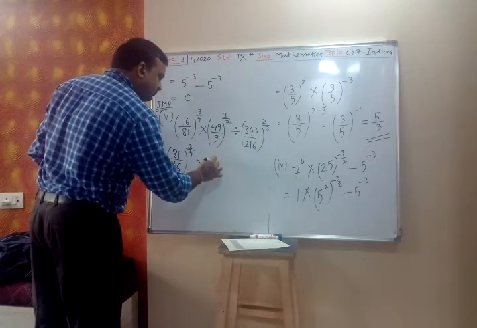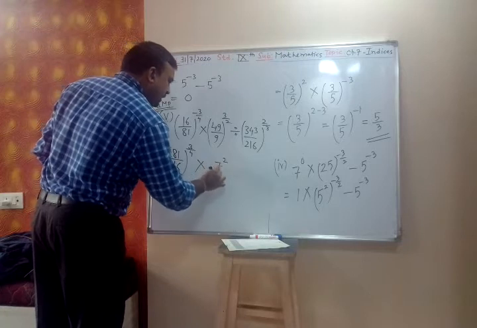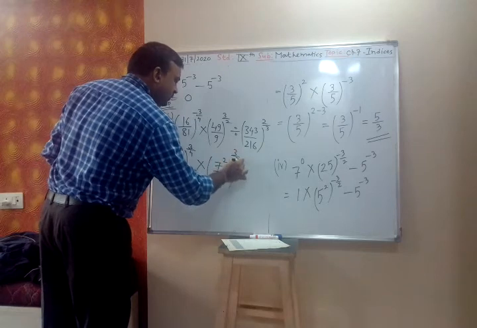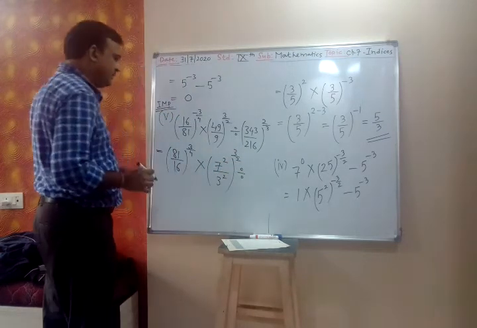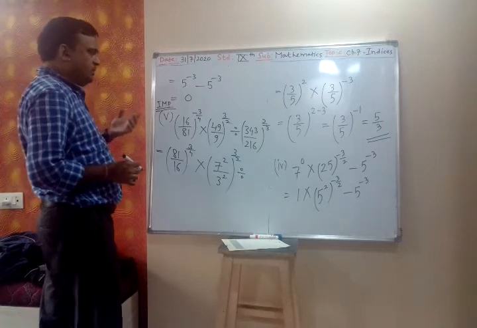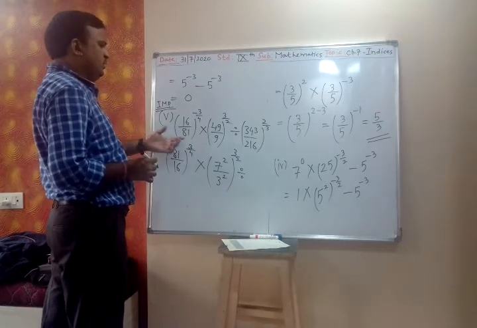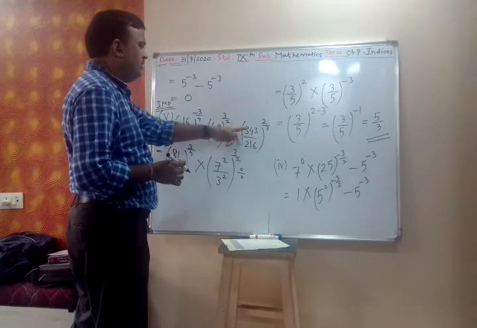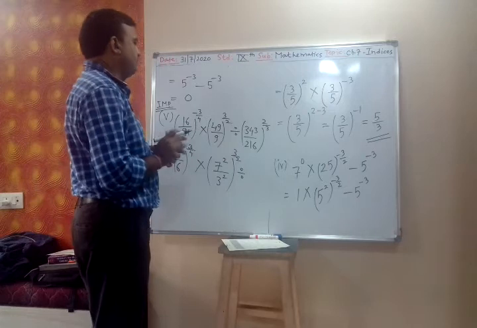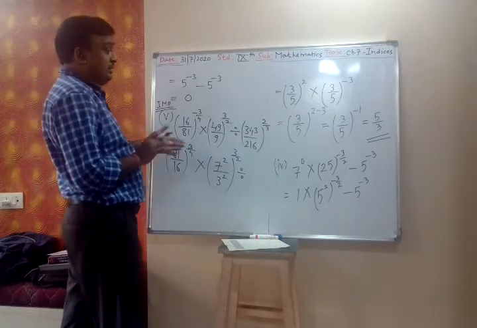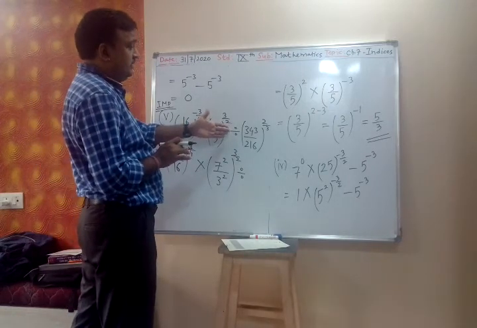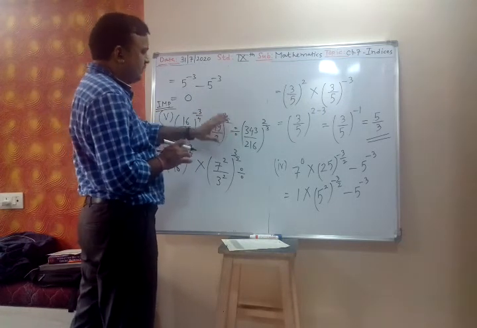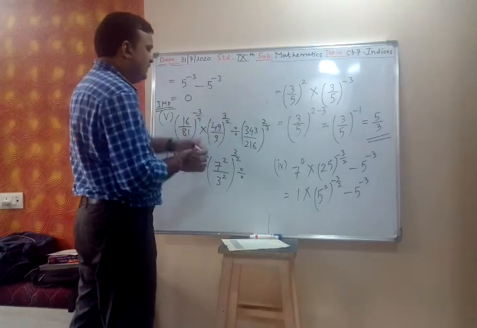I can write 7 raised to 2 upon 3 raised to 2 whole raised to 3 by 2. Divide by... no, because that is 2 by 3. Power is positive, no. Multiplication you can carry, yes, you can do that way. That you can write multiplication, but I will suggest you keep division, proceed. We'll see what is there in the end.